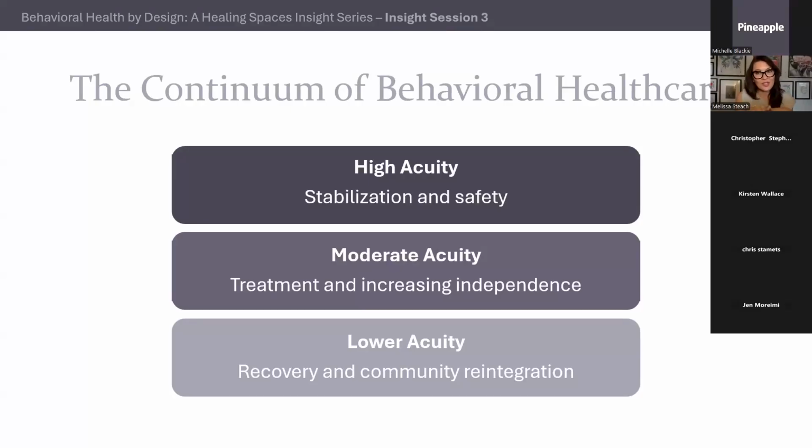At higher levels of acuity, the environment is designed to support stabilization and safety. As patients progress, the environment begins supporting treatment while encouraging increasing independence. Finally, lower acuity settings focus on recovery and successful reintegration into everyday life. As we'll see throughout this session, the environment should evolve alongside those changing clinical needs.